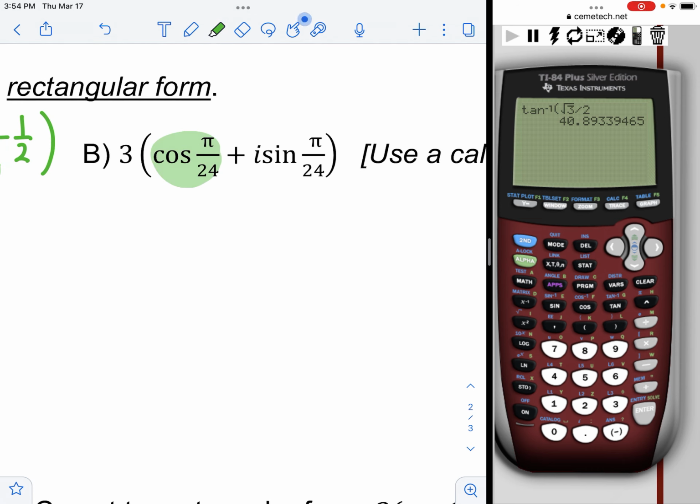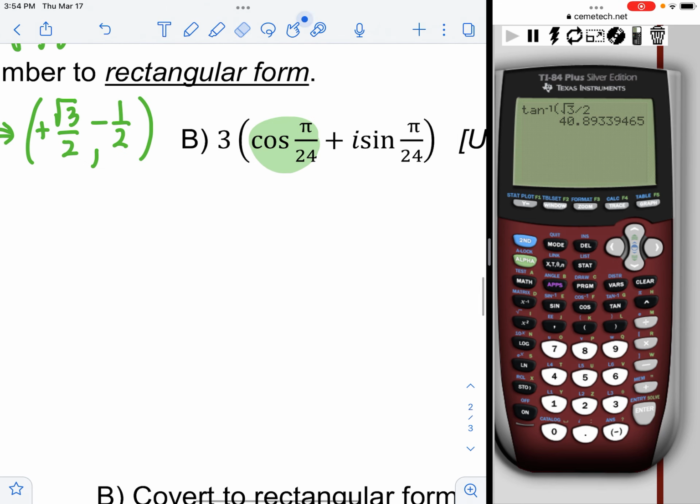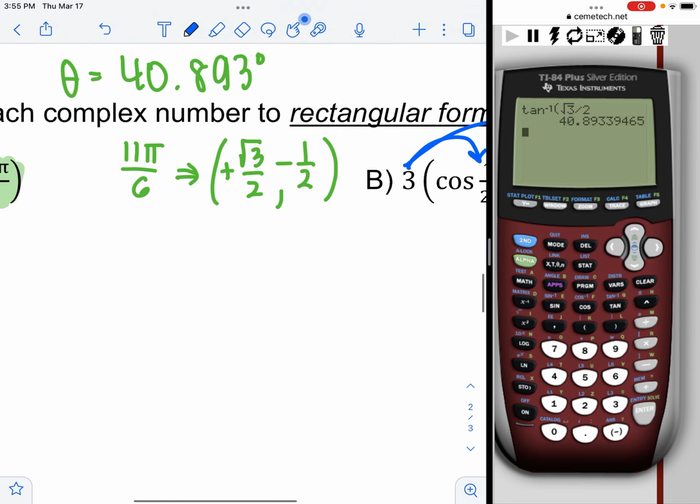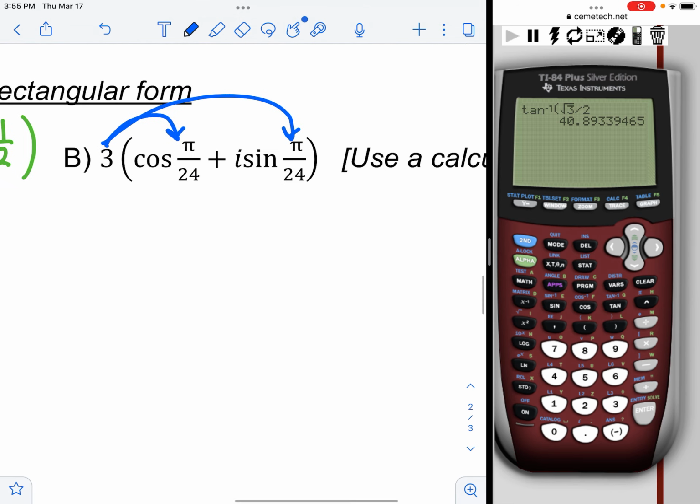So I need to know if I know cosine of pi over 24, which I do not. Hence why this one says use a calculator. So you're not going to see what cosine of pi over 24 is first. Why don't you just distribute? You're going to end up distributing this 3, and since we're using our calculator, just distribute your 3 right now. Same idea. I could have distributed my 4 first here and said, all right, I have 4 cosine 11 pi over 6, 4 sine of 11 pi over 6 i, and then replaced it. All right, so we're doing 3 times cosine of pi divided by 24.